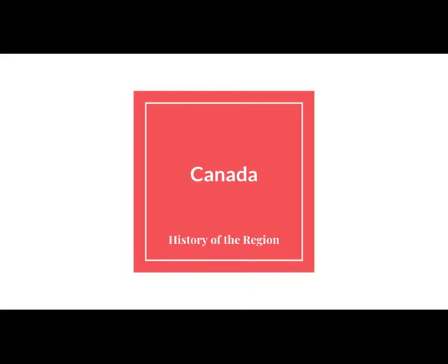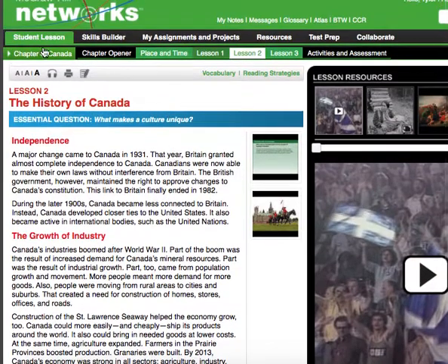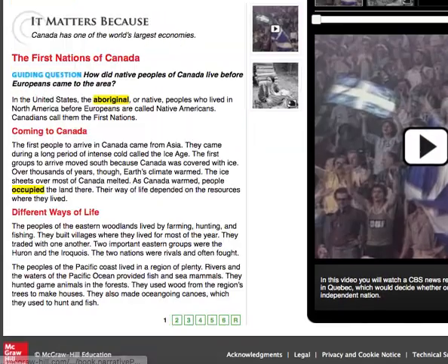Chapter 6, Lesson 2, The History of Canada. It's going to be found on page 184 and 185 in your textbook. Mr. Shane has some resources in front of him, using his computer or his actual physical textbook. The textbook page would be in this Chapter 6, Lesson 2 portion. If you click on the headphones, you can listen to the reading that we're going to go through together.